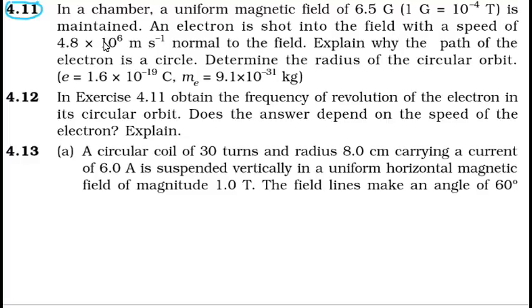e is equal to 1.6 into 10 to the power minus 19 coulomb. Me, that is the mass of the electron, is given as 9.1 into 10 to the power minus 31 kg. Let us see the solution.